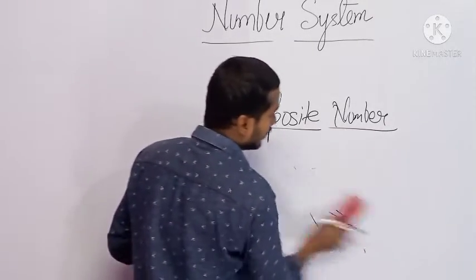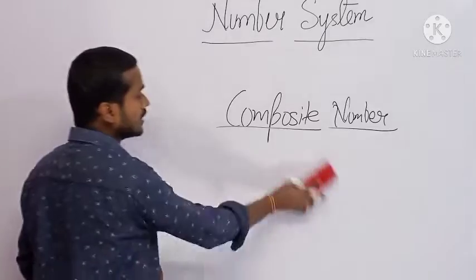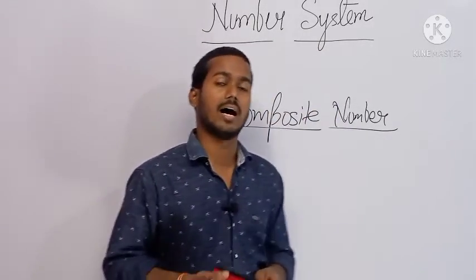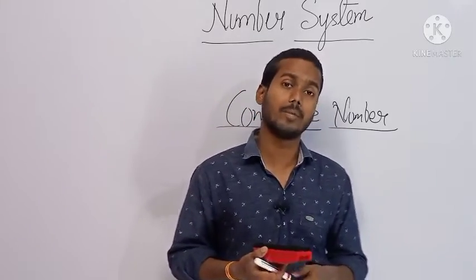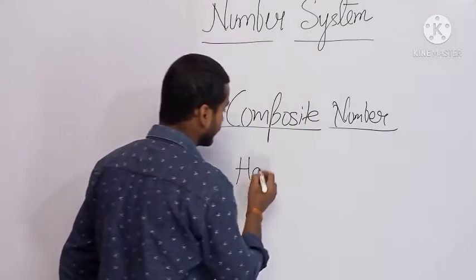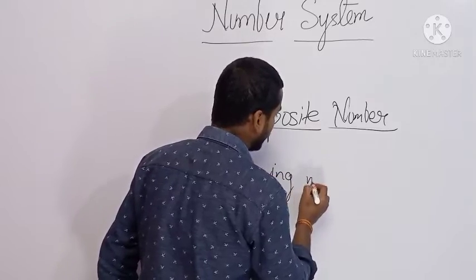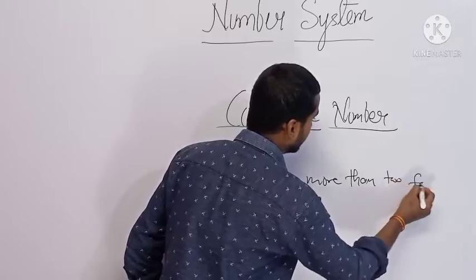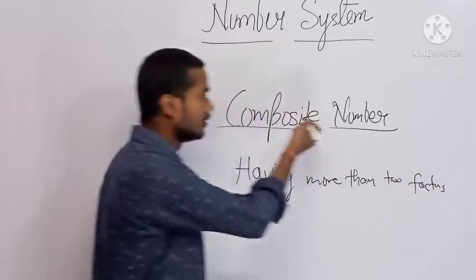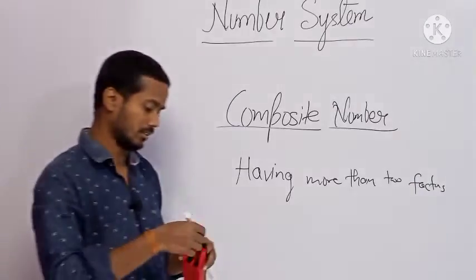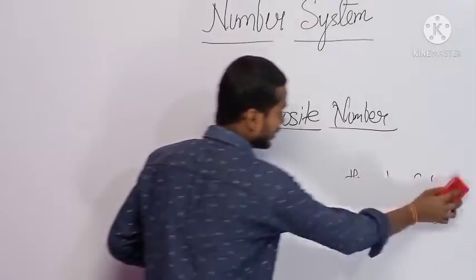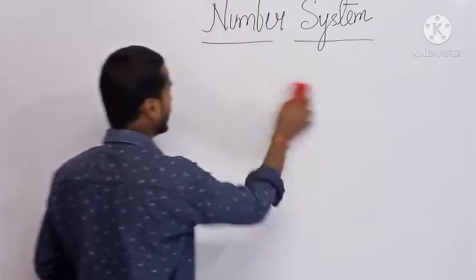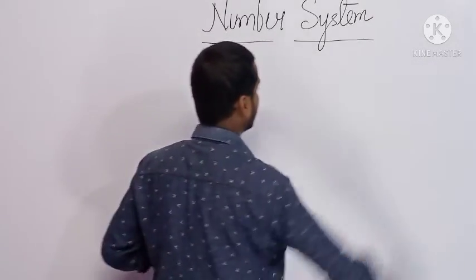So the definition of a composite number is that a number which is divisible by itself, 1 and some other number is called a composite number, or the numbers having more than 2 factors are called composite numbers, right? So always remember that prime and composite numbers are a special case of number systems.